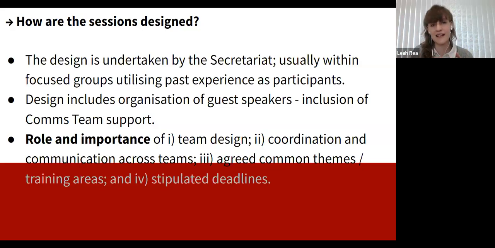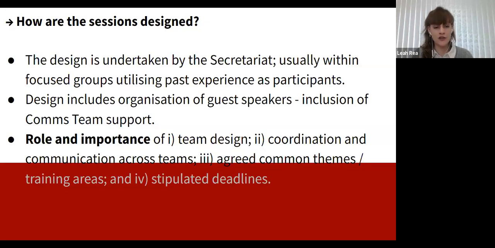And addressing that starts with the formation of the teams designing a training programme. So coordination and communication across those teams and the wider secretariat is extremely important in this design pathway. And then finally, the stipulated deadlines. Training design, as I said, needs to be undertaken in advance. Usually it will start in the summer.